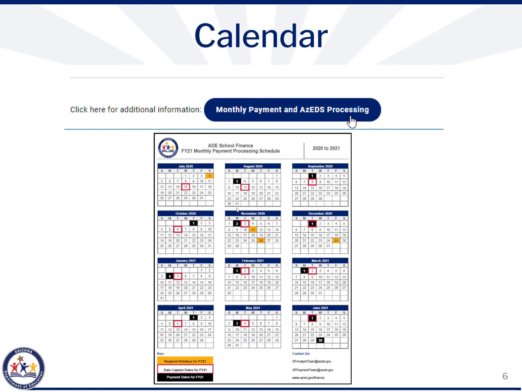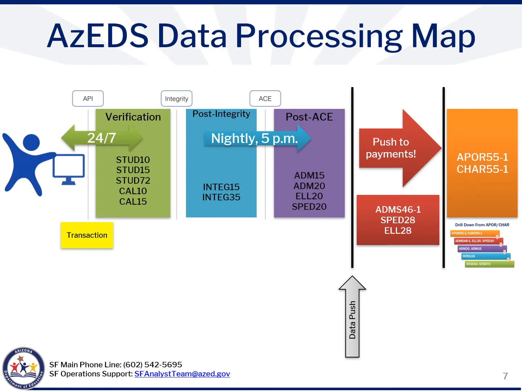Each one of these dates that are in red are the data capture days. The next day, an analyst comes in and completes the process called data push. Data push is completed the next day. As a result, the student count reports are generated, the ADM 46-1, the SPED, and ELL 28-1.